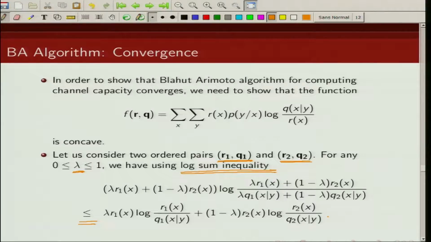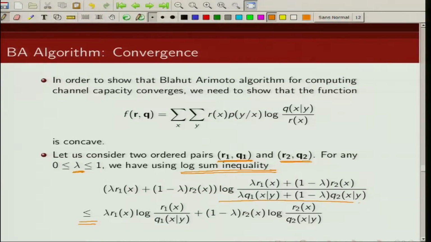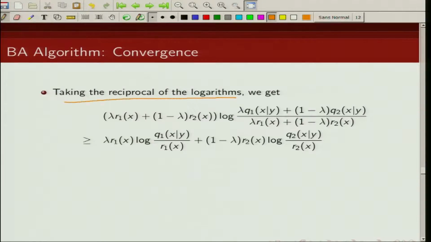Now we are going to take the reciprocals of these logs. What I did was I just took a reciprocal of these log terms. If you take reciprocals of this log term, this less than or equal to term will become greater than or equal to, and that's what happened here. So this log of this by this is now greater than or equal to lambda times R1 x log of Q1 divided by R1 plus 1 minus lambda R2 log of Q2 by R2. So I essentially took reciprocals of these log terms, and this term which was earlier less than or equal to is now greater than or equal to.